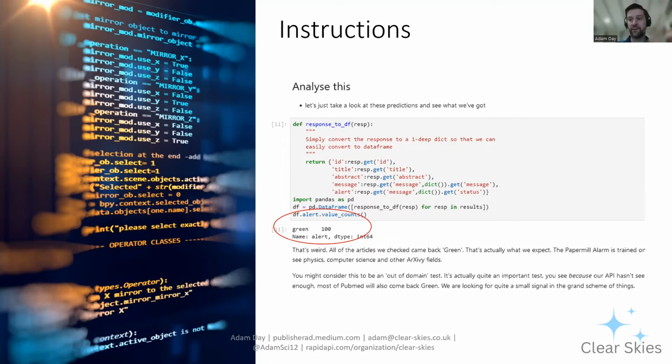arXiv is very separate to PubMed, okay? And so if something is out of domain like that, you shouldn't be able to predict what the result will be, okay? So arXiv is out of domain for this API. As it turns out, it does actually show us what we expect, which is good.